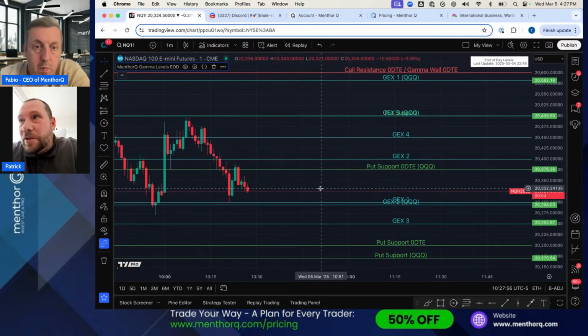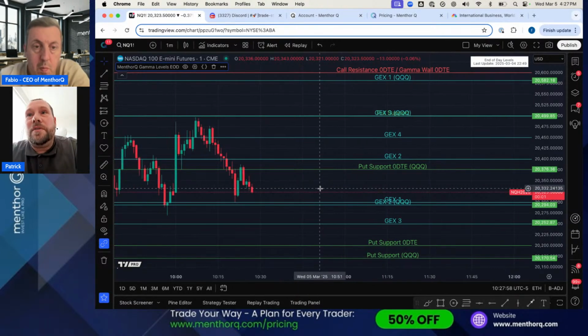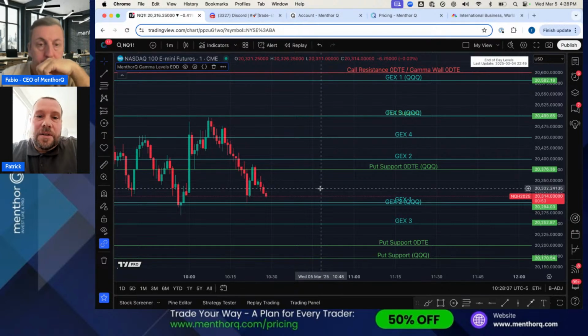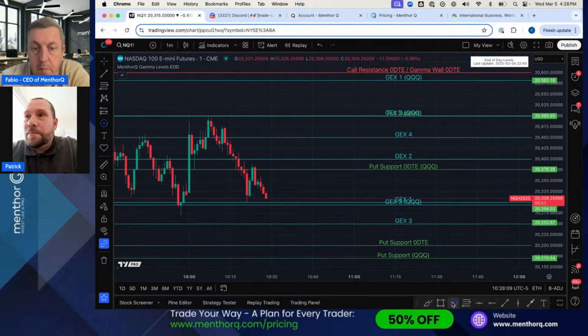And at the moment it is exactly what I was saying. So we can go long if we're holding the put support, if we're breaking the GEX 2. But if we're not holding the put support, if the VIX is going more to the upside, boom, we get it to the downside again.